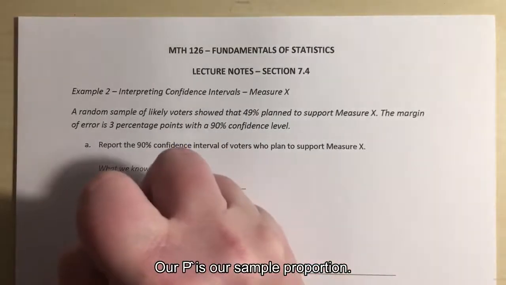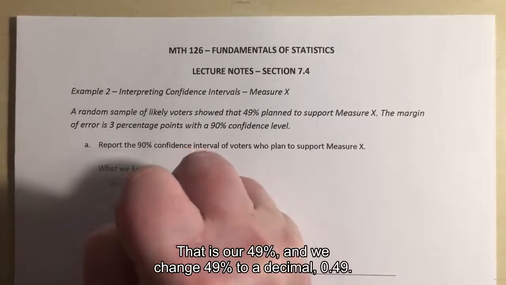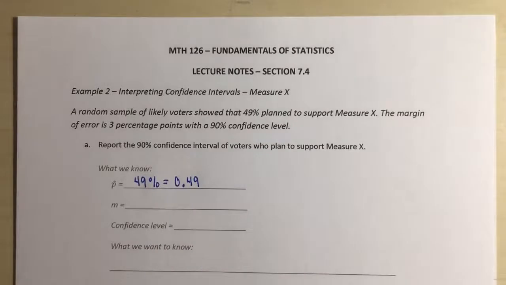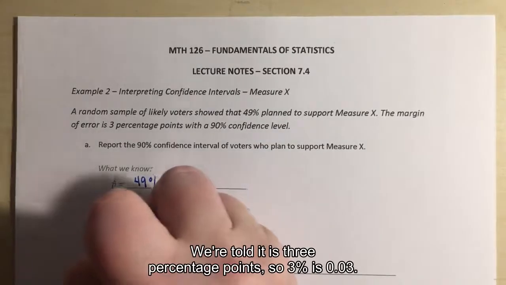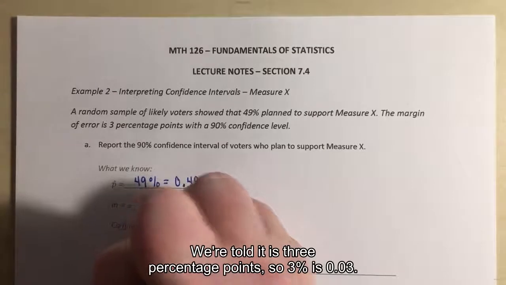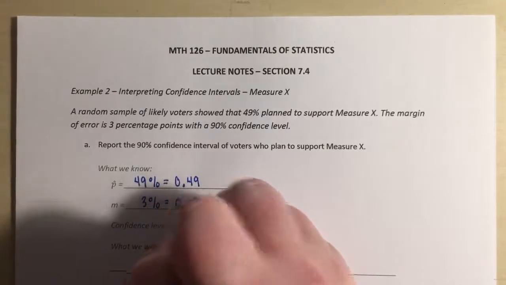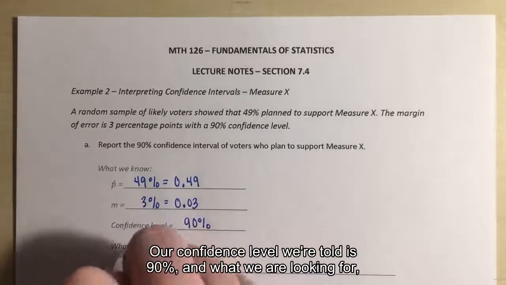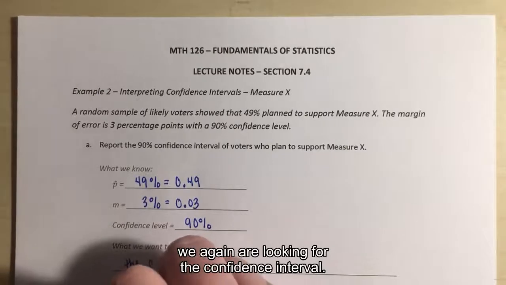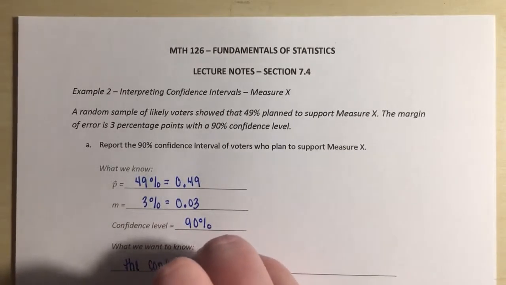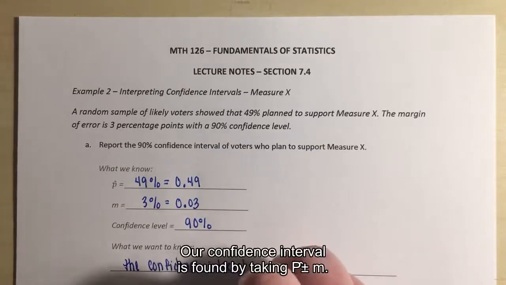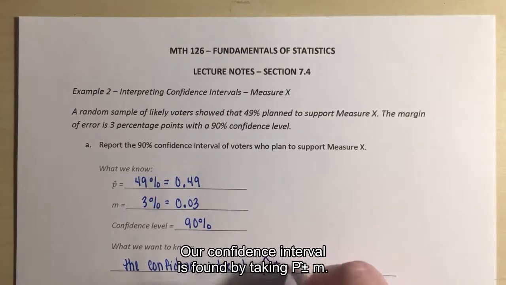So our p hat is our sample proportion. That is our 49%, and we change 49% to a decimal, 0.49. M is our margin of error. We're told it is 3 percentage points, so 3% is 0.03. Our confidence level, we're told, is 90%, and what we are looking for, again, is the confidence interval. And our confidence interval is found by taking p hat plus or minus m.